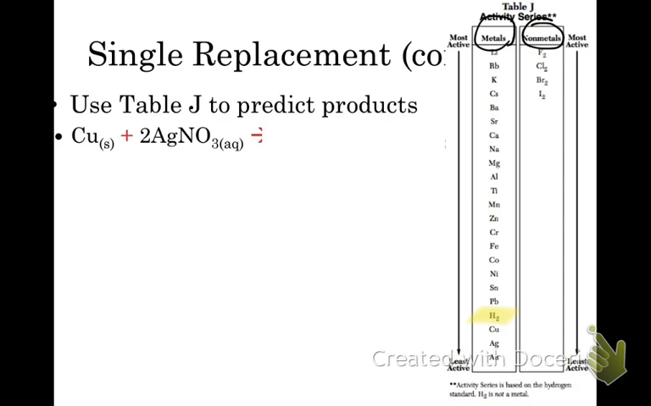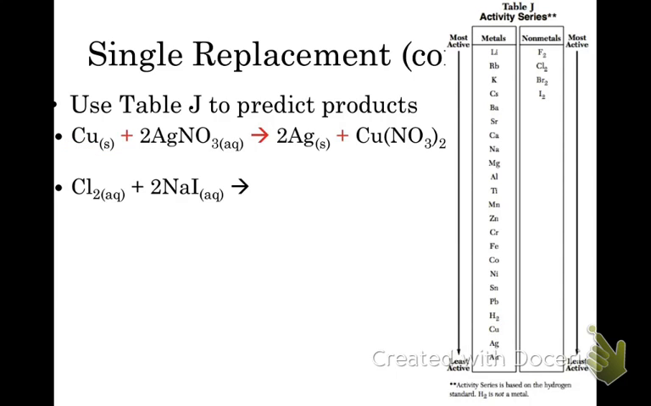So we're looking at Cu, which is right here, and we're going to see if it's more or less reactive than Ag. So we see that Cu is more reactive than Ag, so that Cu can kick out the Ag, to produce 2Ag and CuNO3. So the Ag is now all by itself. It's the least reactive between copper and silver.